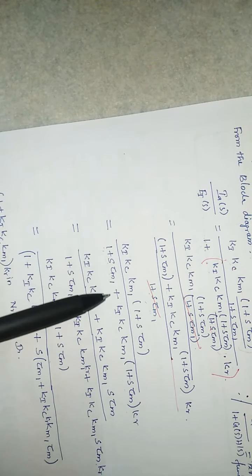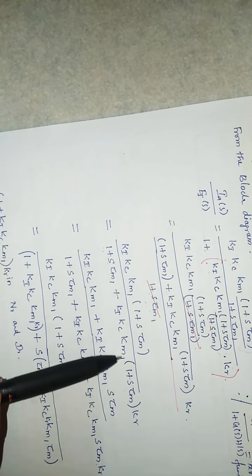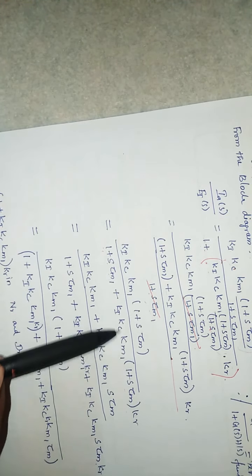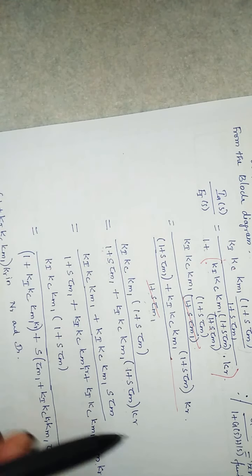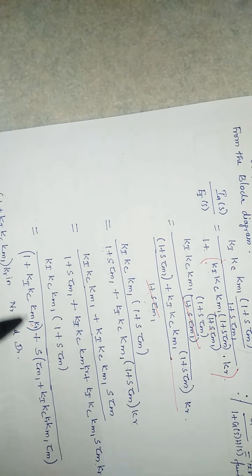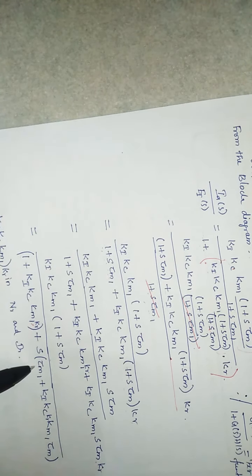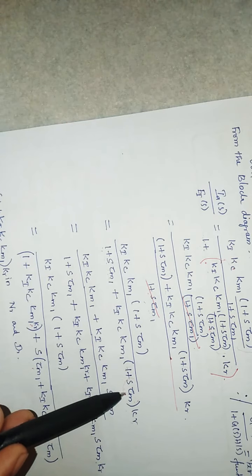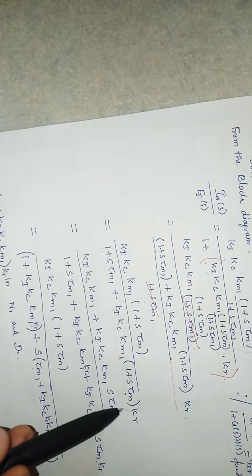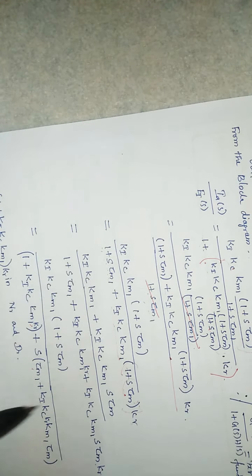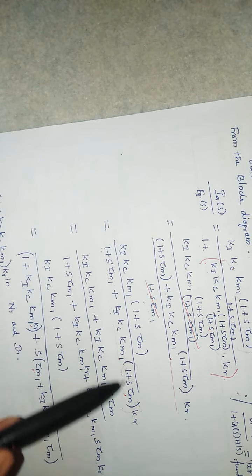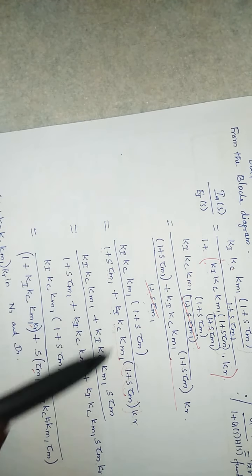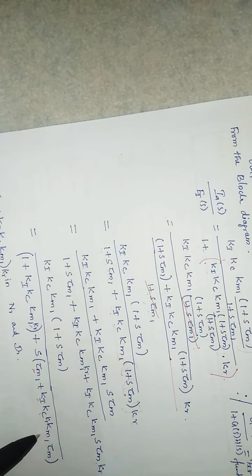So 1 plus Ki Kc Km1, the multiplication of these two values, gives another Kr, that is the first term, plus the s term, in the sense tau m1. Here the s term and this term also, because this is multiplied with this term. So s tau m1 plus Ki Kc Km1 and Kr and tau m. I am just repeating the same.